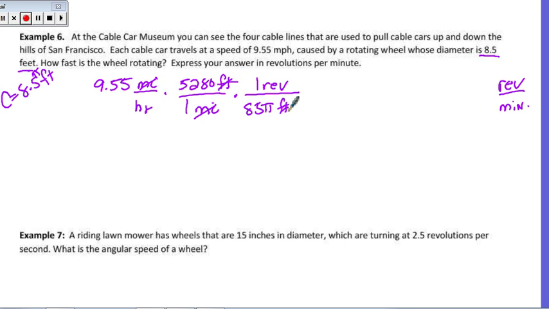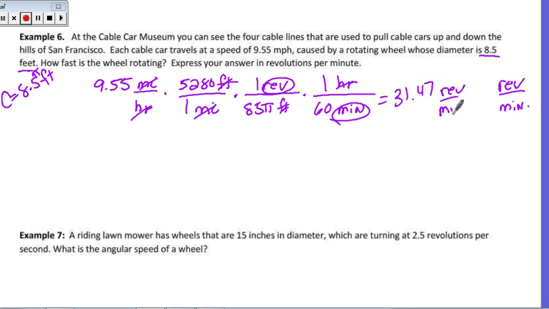So I've got the revolutions. Now I need to just get rid of the hours and get into minutes. So in 1 hour, I know the minutes have to go in that denominator. The hours go away. I'm down to revolutions per minute. Calculator work. You should get 31.47 revolutions per minute. All right, so let's try the last example.